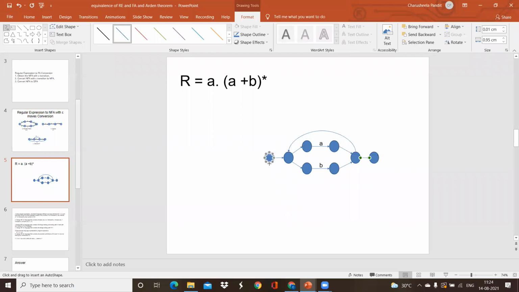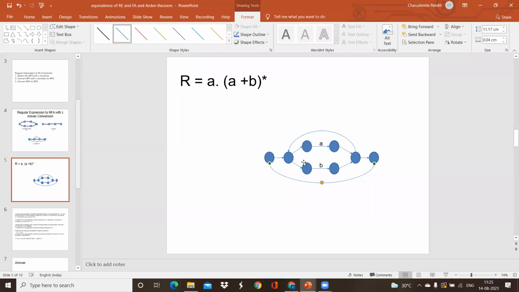And if there is 0 occurrence of A plus B, then this entire A plus B you are bypassing. So it will directly move to this, and your entire A plus B is bypassed. So with this you can show it is 0 occurrence of A plus B.